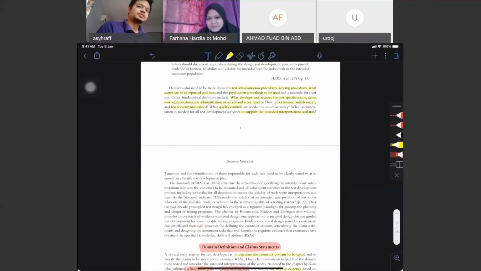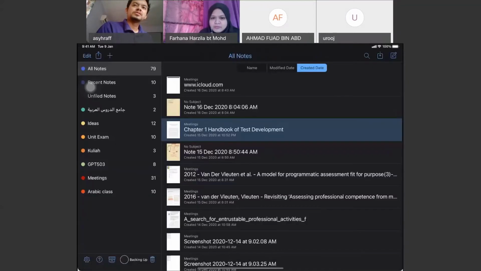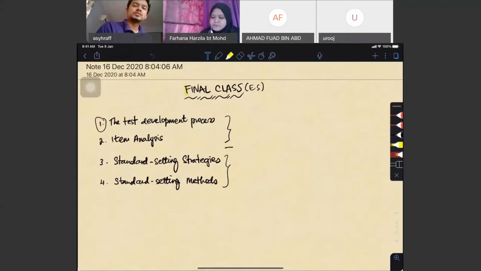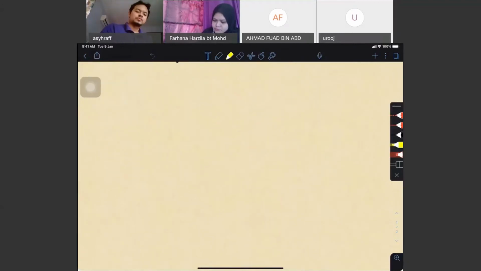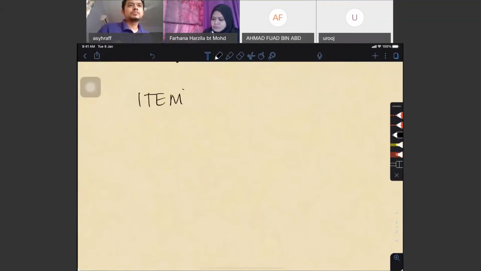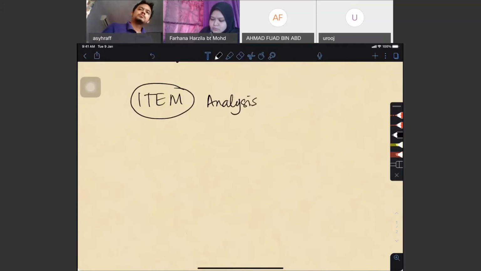So we will go to item analysis first. The word item means question. So you analyze the questions one by one and see what kind of data we can get from this. What is our expectation of an item? How does it function?